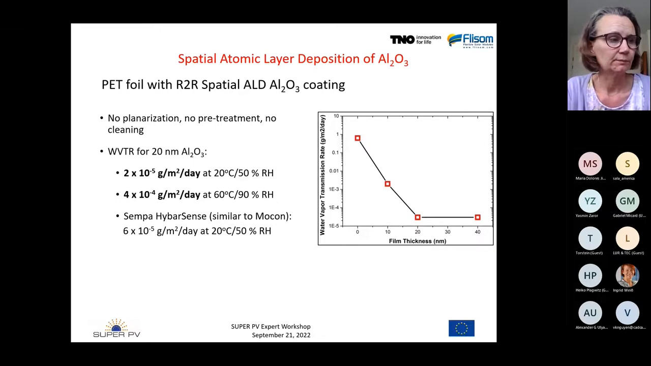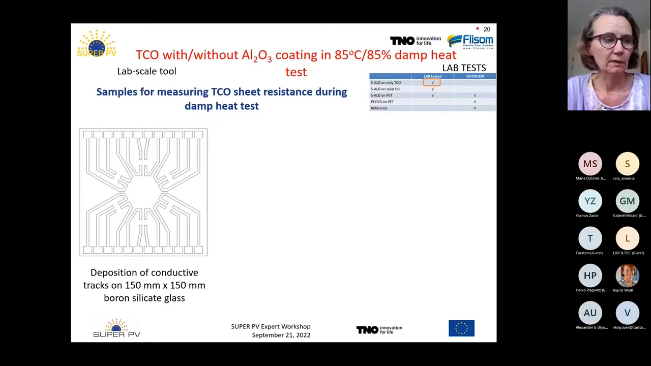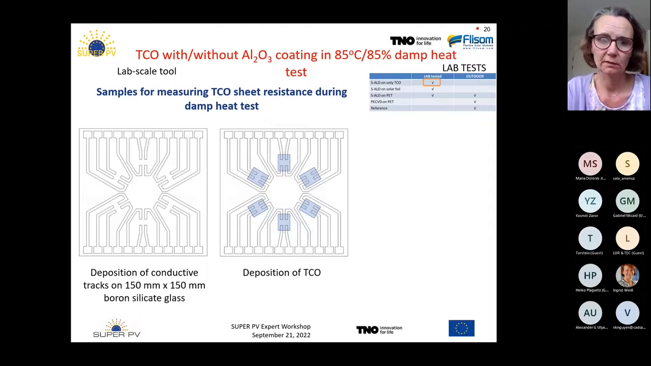We need at least these 20 nanometers. First, the lab test that was done, I already introduced it a bit, was done in a very controlled way. We used conductive tracks on a boron silicate glass, on which we deposited small patches, here indicated in blue, of this transparent conductive oxide. This is a transparent conductive layer, which is the top layer of a solar cell. And with these tracks, we can measure the resistance of this patch in a four-point connection way.